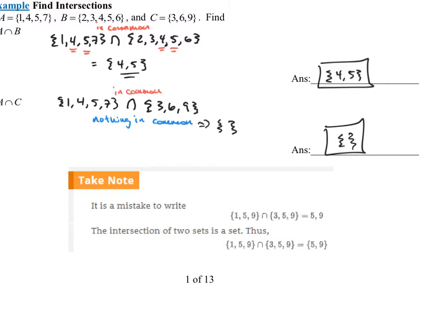Look where it says take notes. It says it is a mistake to write the intersection of the sets is 5, 9. Why is that a mistake? Because it's missing the braces. It says the intersection of 2 sets is a set, so you must have the braces. Let me write that as a little note. You must have braces. It is a set. Okay.